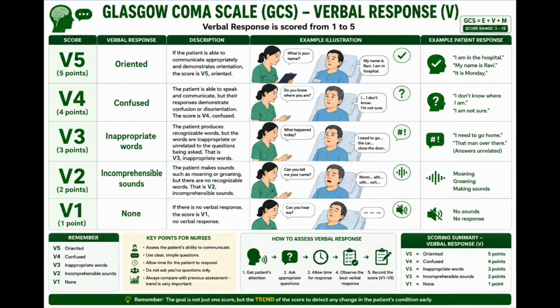Instead, the limitations should be documented according to your hospital's or local GCS documentation policy. Depending on the documentation system being used, the verbal component may be recorded as not testable because of intubation or using another approved notation. So, always follow your institutional policy and documentation guidelines.